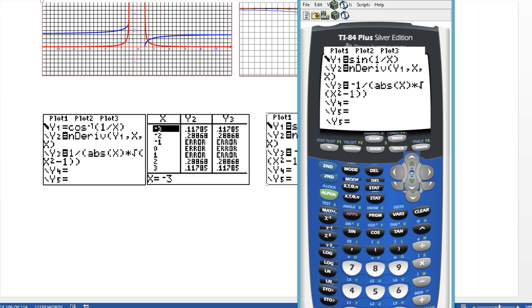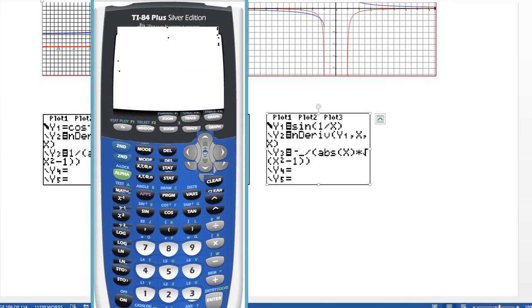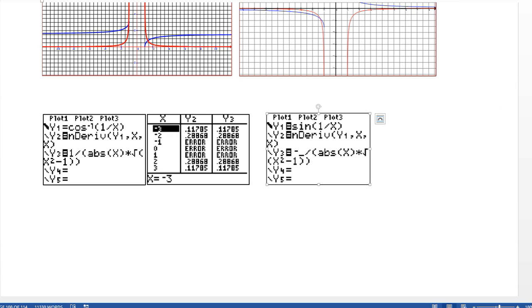Okay, and then if we look at our table, something's wrong here. Try this again. Something's going strange with my graphics.